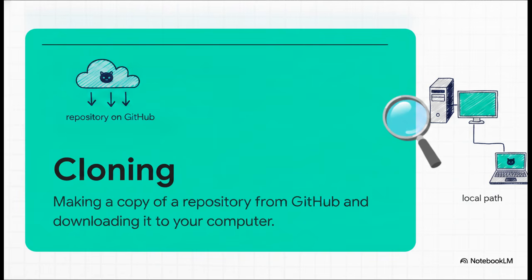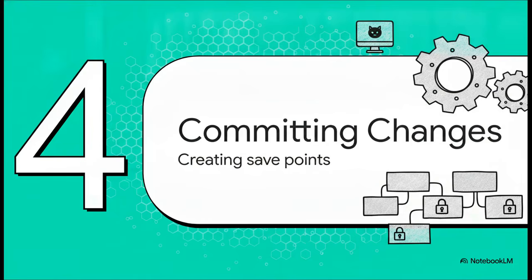Honestly, cloning just means making an exact copy of the repository from GitHub and downloading it straight to a local path on your computer. So, once you've installed GitHub Desktop and linked up your account, you just select your GitHub demo repo and hit clone. GitHub Desktop usually defaults to saving this in a local path on your computer, something like Documents/GitHub.